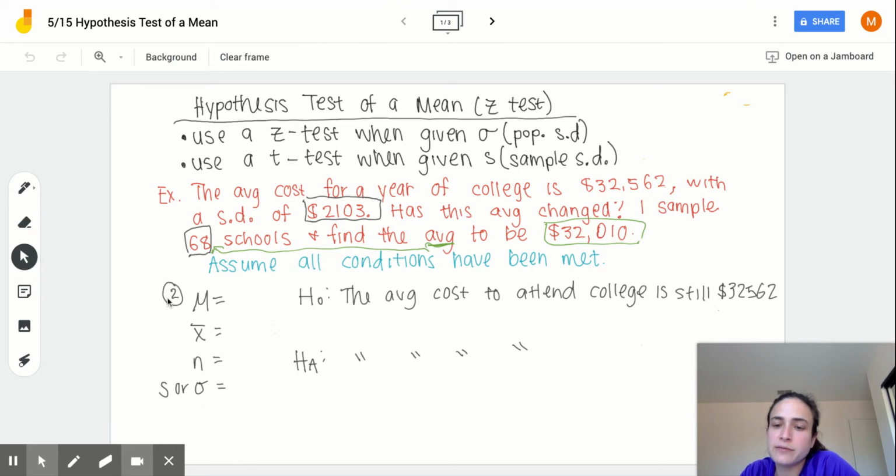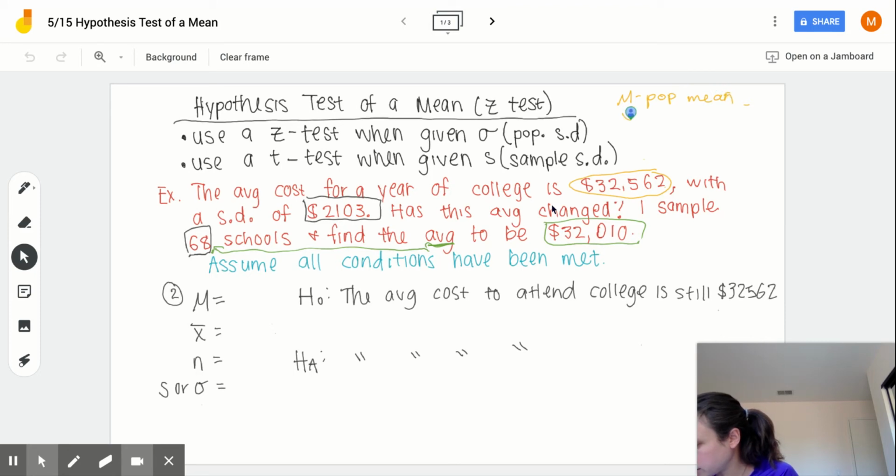So basically, first thing I would do is define my variables. It says the average cost for a year of college is $32,562. So obviously that's a mean because it says average, but you need to know which mean is it. Okay, let's define the two types of means that we have. We have mu, which is the population mean, and we also have x bar, which is the sample mean. Okay, so you have to read the question to find out which it's talking about.